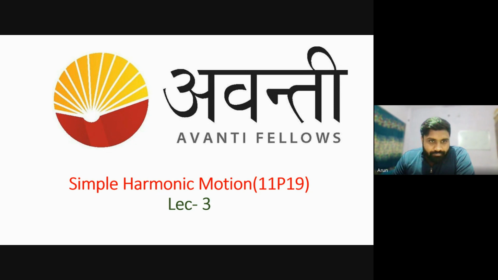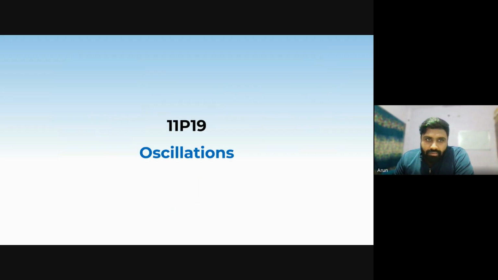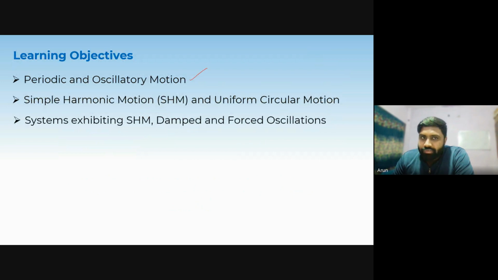Now, in simple harmonic motion, previously we have covered the periodic motion and oscillatory motion thoroughly. What is periodic motion and what is oscillatory motion, and how to differentiate between them, we have covered in the previous session. We have also seen the kinematics of SHM, simple harmonic motion, which is derived from oscillatory motion. So there is a flow.